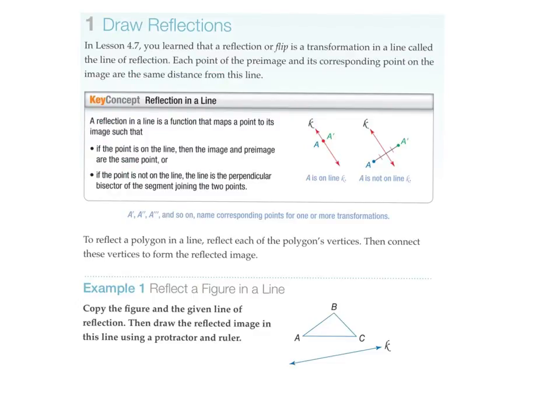All right, so here's draw a reflection, example 1. Reflecting a figure in a line. You will need to copy the figure and the given line of reflection, then draw the reflected image in this line using a protractor and a ruler. And don't forget, you will be given all of this information in the question.